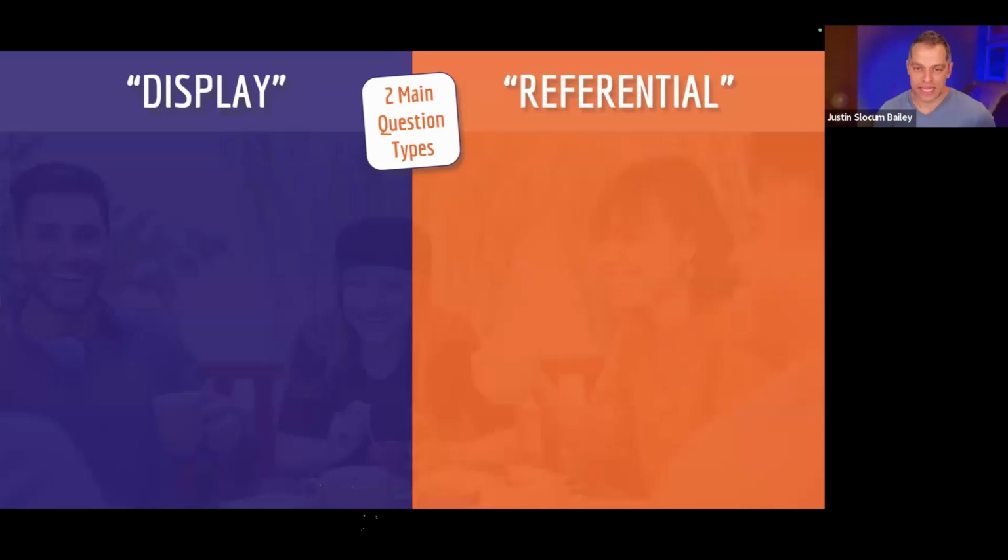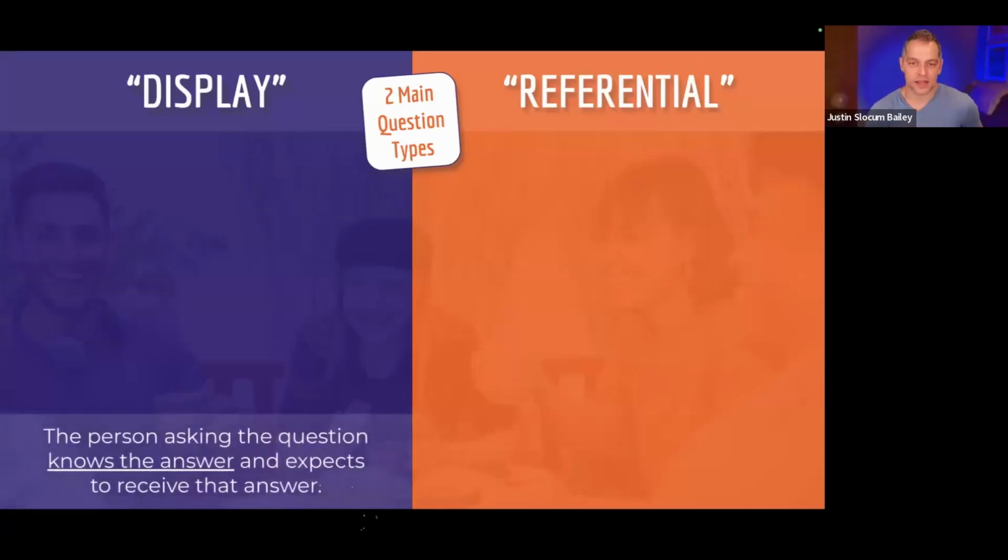The first is called a display question, and this is kind of like a comprehension question. I can see what color the sky is in the picture, and I'm asking you to tell me, right? You could say it's not a real question, but it is a real question. I'm making sure we're on the same page. So again, the person asking the question knows the answer, and I'm maybe not quizzing you, but I'm making sure that you know it too.